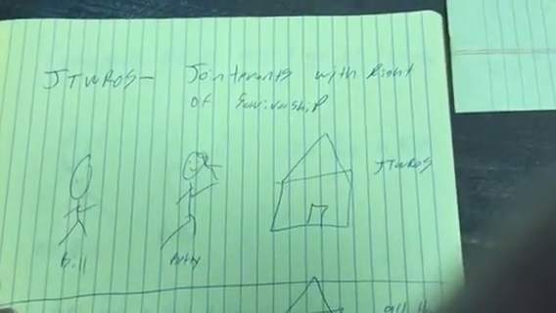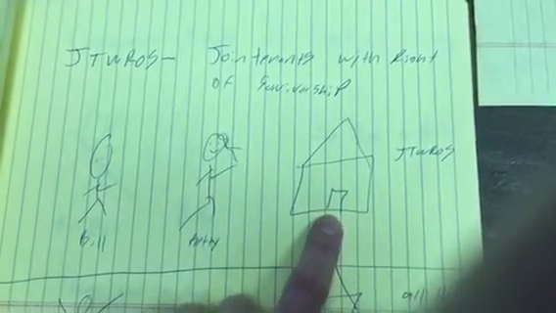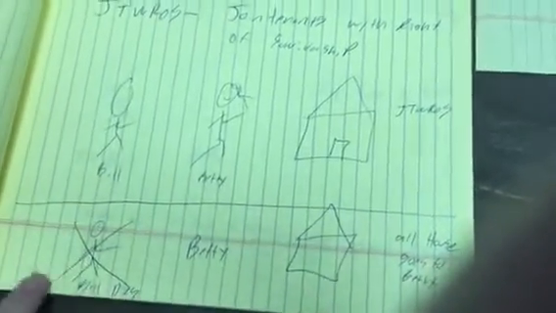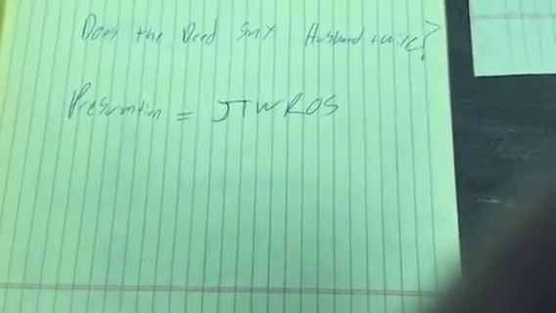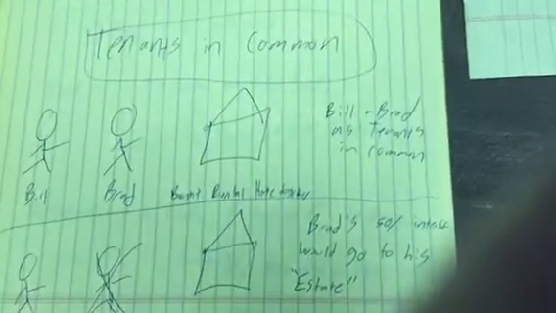Joint tenants with right of survivorship. So Bill and Betty, they own the house joint tenants with right of survivorship. Bill dies, all the house goes to Betty. Community property with right of survivorship, same thing. Bill dies, house goes to Betty. Little different tax result, but we're not talking about that here. Now, does the deed say husband and wife? If so, there's a presumption, joint tenants with right of survivorship.